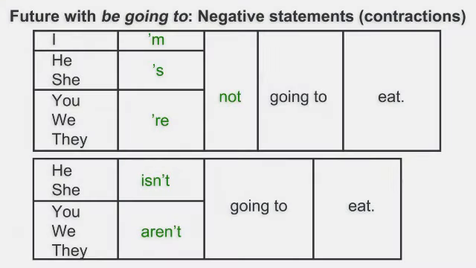Notice with negative statements, we can use contractions in different ways. For example, he's not going to eat. He isn't going to eat. You are not going to eat. Or, you aren't going to eat. We can only contract I am not to I'm not. For example, I'm not going to eat.